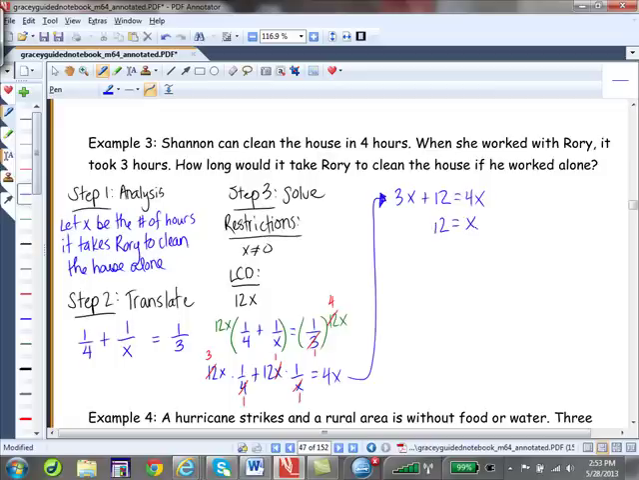So if you ever meet Rory, don't tell him I did this example. The conclusion in step 4 is that it would take Rory 12 hours working alone to clean the house.